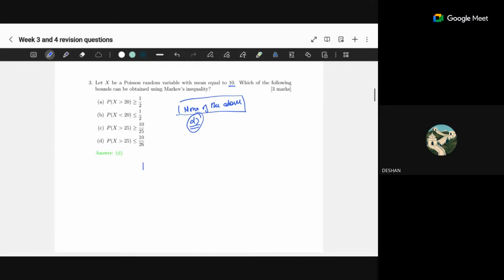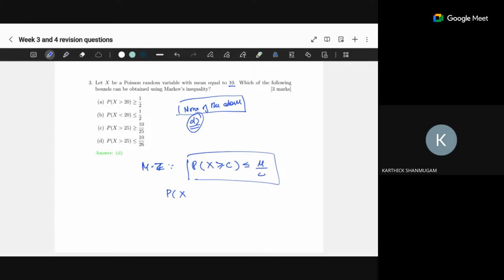Markov's inequality is basically what? The general form: the probability that X is greater than or equal to C is less than or equal to mu by C, correct? This is my equation. If it says X is greater than 25, I can write it as the probability that X is greater than or equal to 26. Now I can write this as 10 upon 26. Now you got the point?